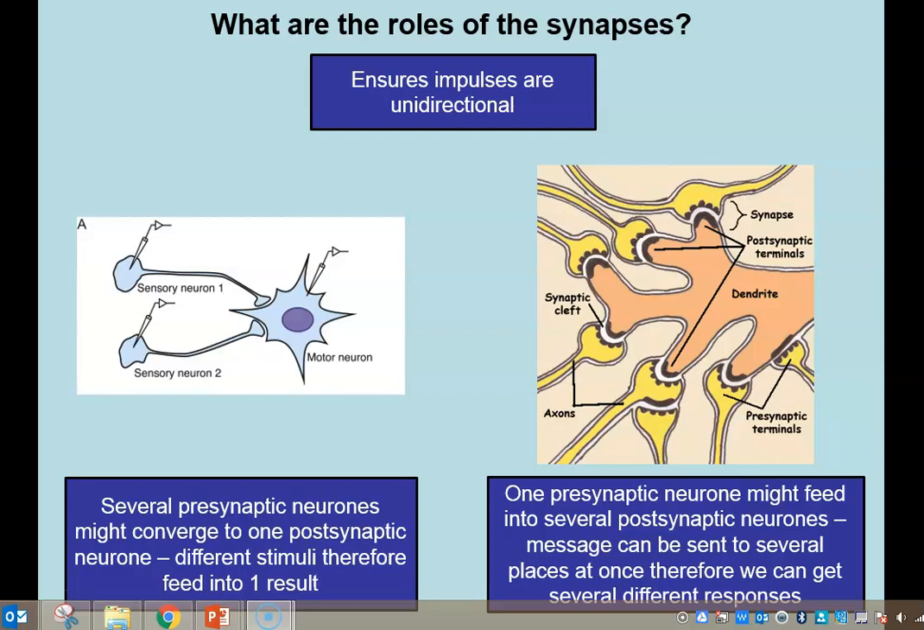On the right hand side we can have the opposite, where we have one impulse passing down a neuron, but once it reaches the synapses at the end, it branches off into several different neurons, and therefore we can get several different responses taking place from one impulse.